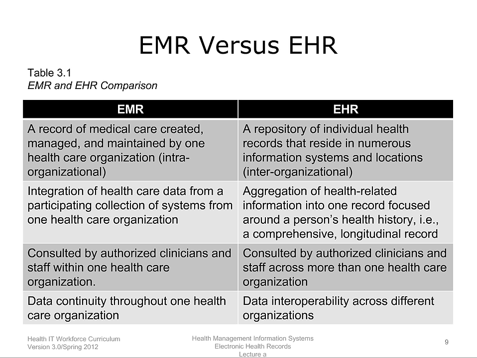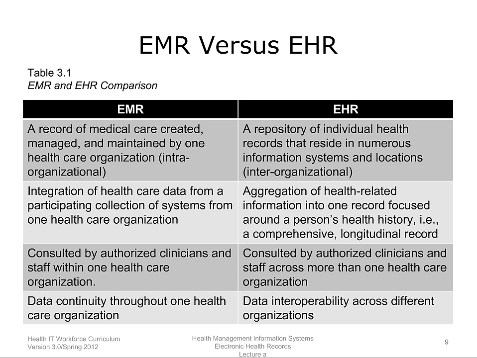Slide 9. Adding to NAHIT's principal difference, other comparisons illustrating similarities and differences between an EMR and EHR are shown in Table 3.1. The first row in Table 3.1 states an EMR is a record of medical care created, managed, and maintained by one healthcare organization, intra-organizational, while an EHR is a repository of individual health records that reside in numerous information systems and locations, inter-organizational. The second row explains an EMR is an integration of healthcare data from a participating collection of systems from one healthcare organization, in contrast to an EHR, which is an aggregation of health-related information into one record focused around a person's health history, that is, a comprehensive longitudinal record.